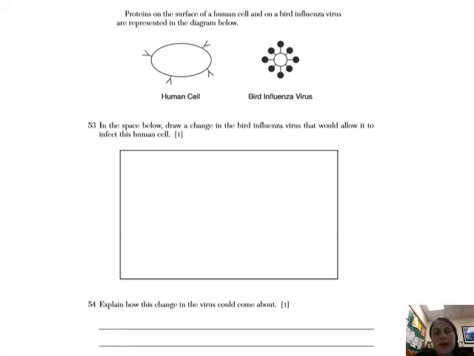All right, I'd like you to take a few minutes to attempt this question. It states, proteins on the surface of a human cell and on a bird influenza virus are represented in the diagram below. In the space below, draw a change in the bird influenza virus that would allow it to infect the human cell. And then we're going to explain how this change in the virus could come about. So I'm going to give you a couple minutes to try it on your own.